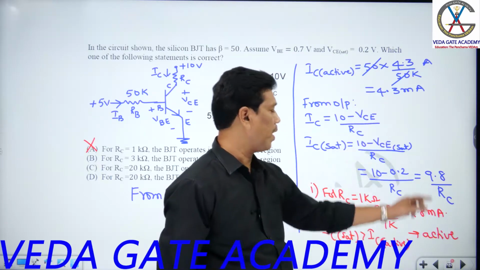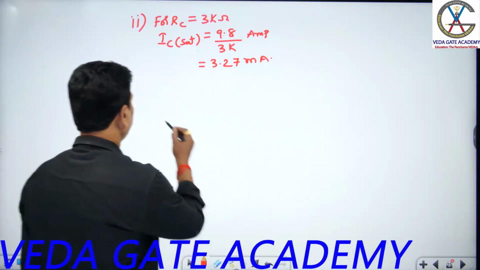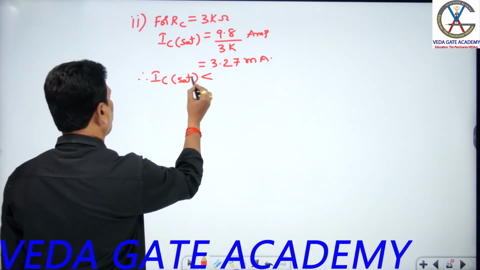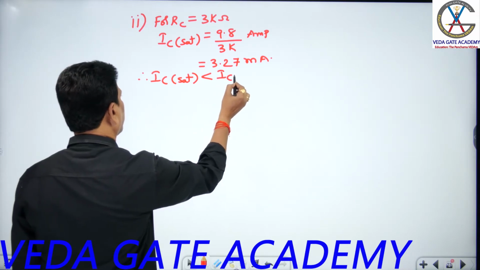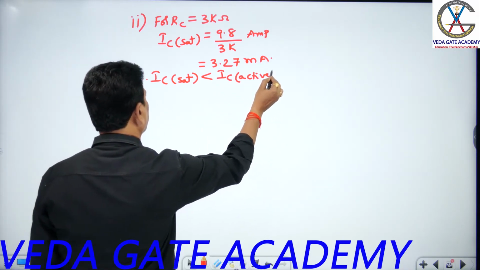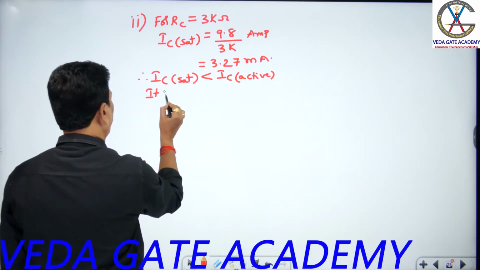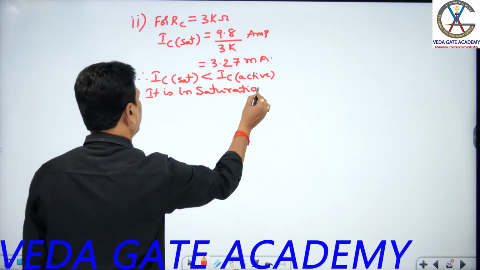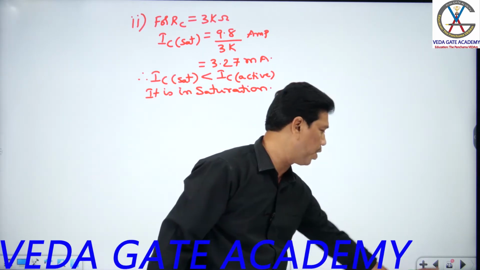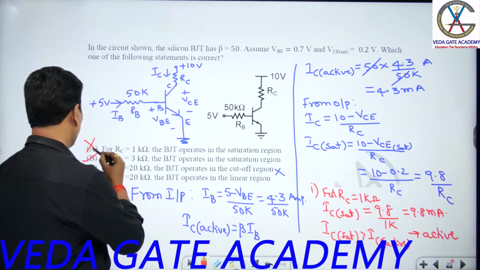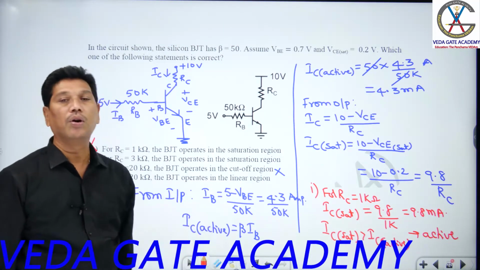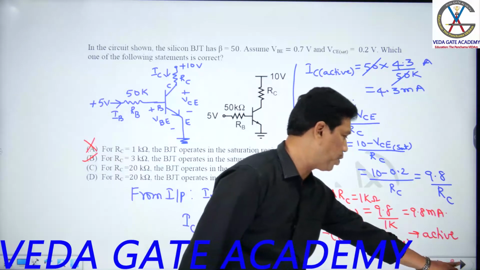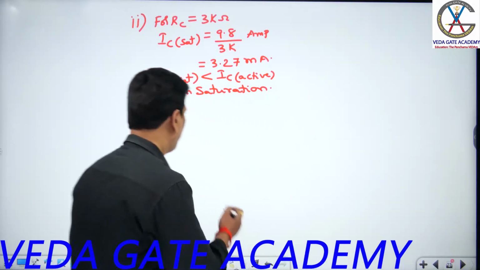Already you know IC active is 4.3, students. So IC saturation, 3.27, is less than 4.3 milliampere, students. IC saturation less than IC active means it is in saturation mode. It is in saturation for RC equal to 3 kilo ohms. So this is the right option. Next I also discuss RC equal to 20 kilo ohm, the last option. The third option is already wrong, I told. Fourth option I go.